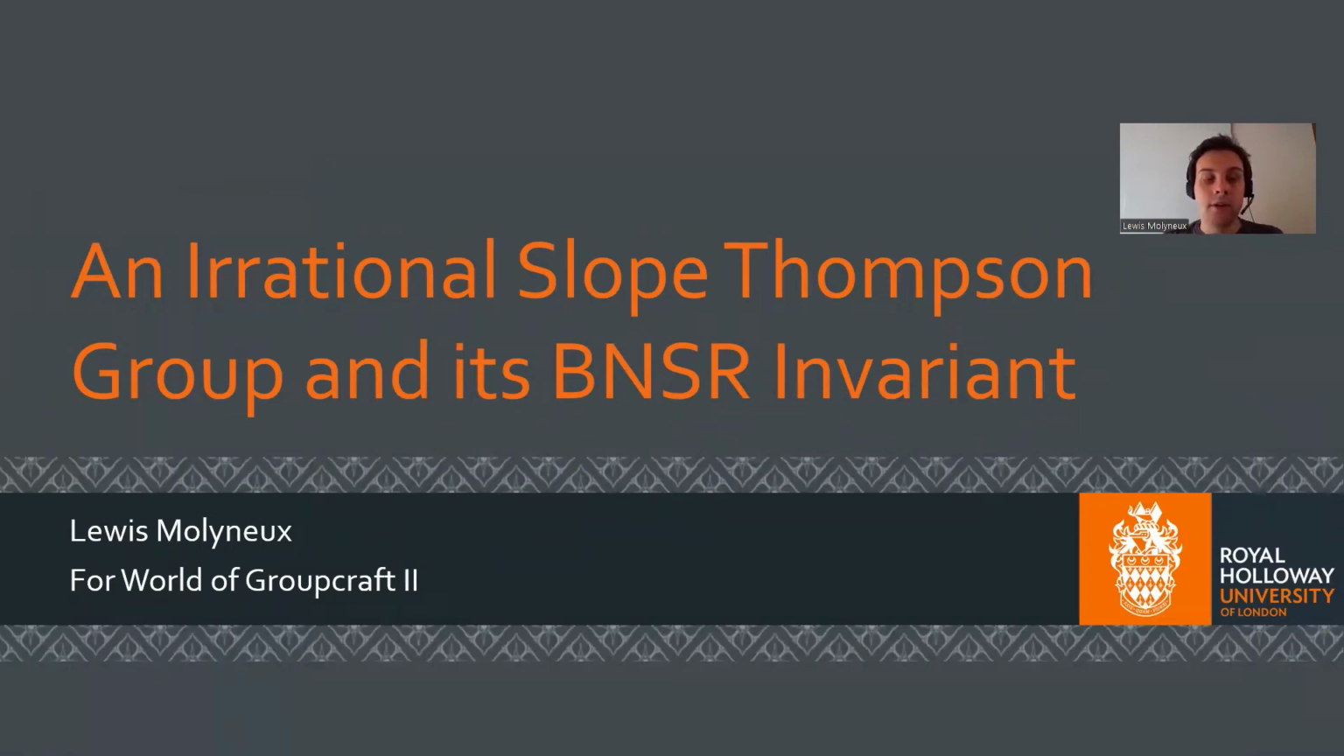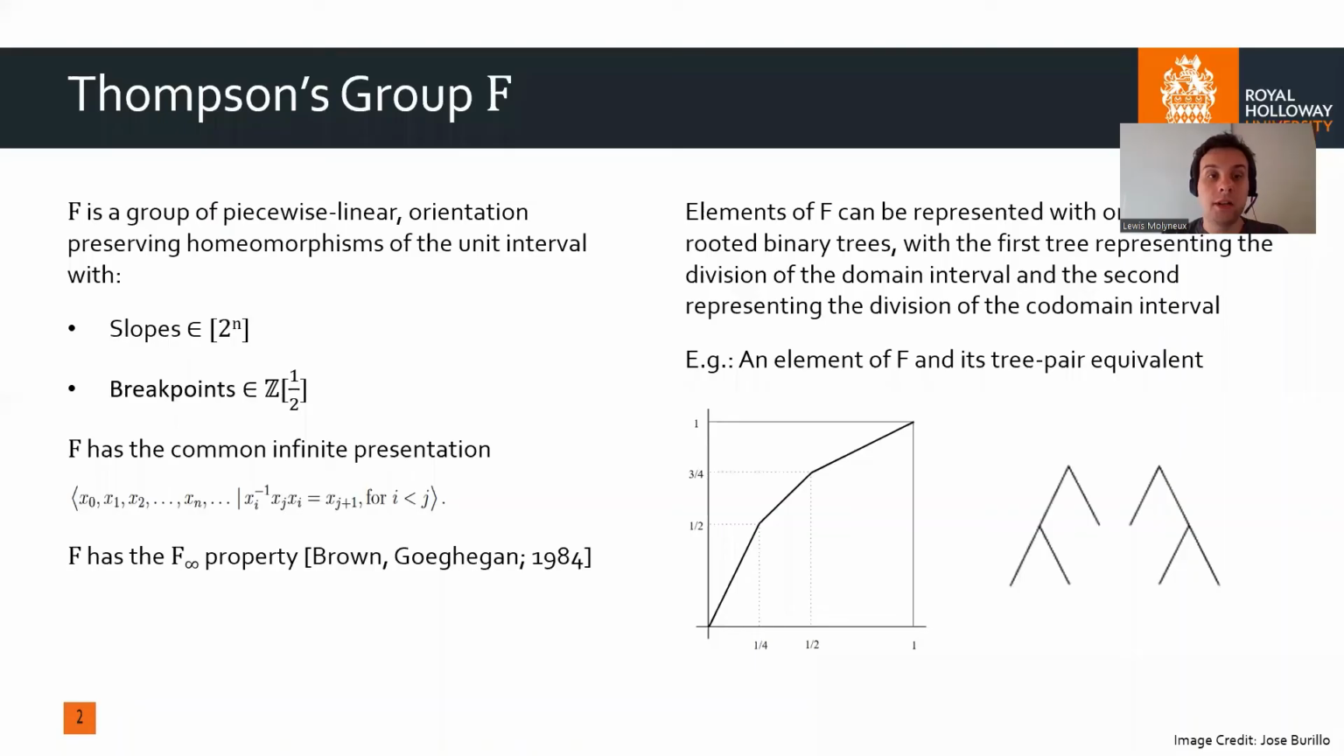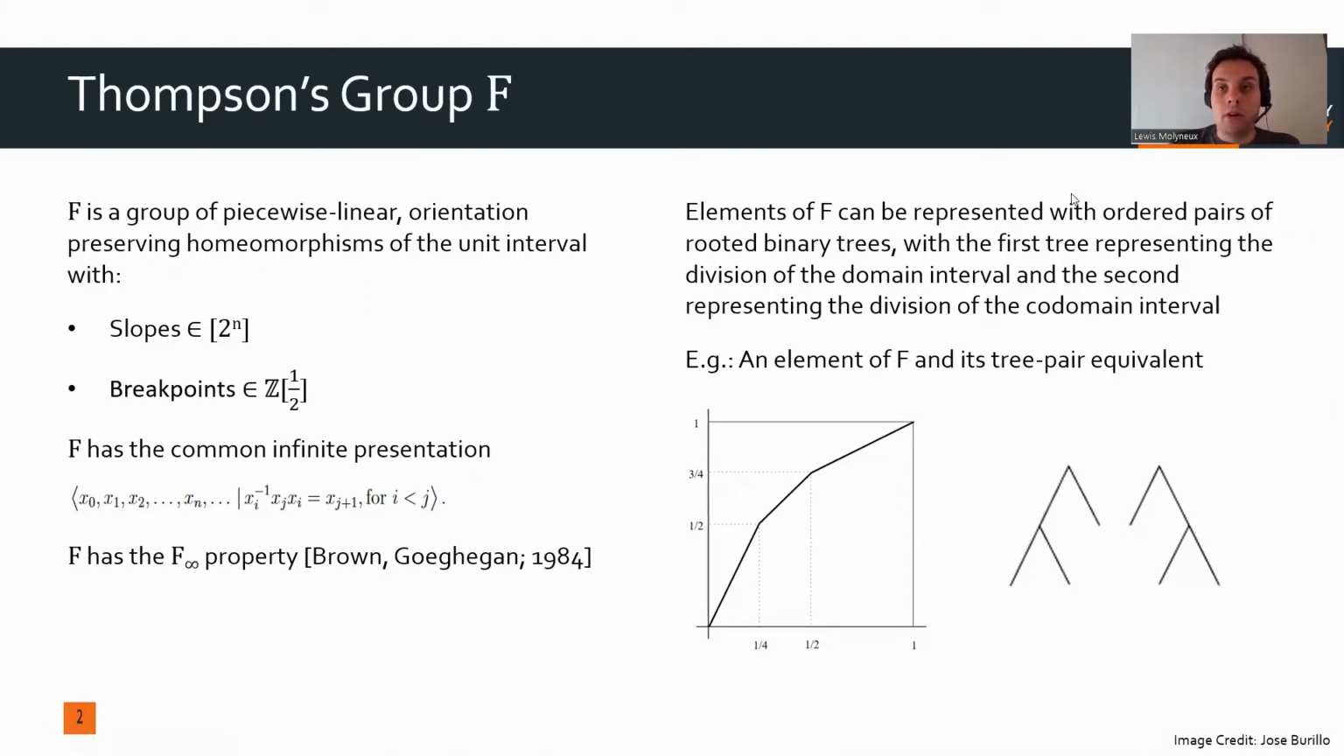Hi everyone. So today I'm going to be talking about an irrational slope Thompson Group variant and its BNSR invariant. I'm sure many people watching are familiar with Thompson's group F. This is the group of piecewise linear orientation preserving homeomorphisms of the unit interval where the slopes for all paths are powers of 2 and the breakpoints land on dyadic rationals.